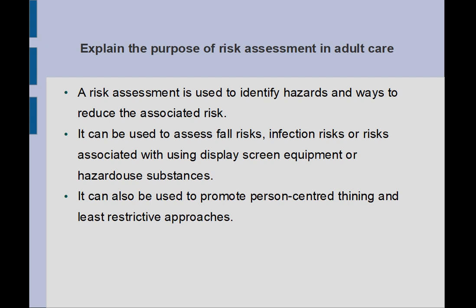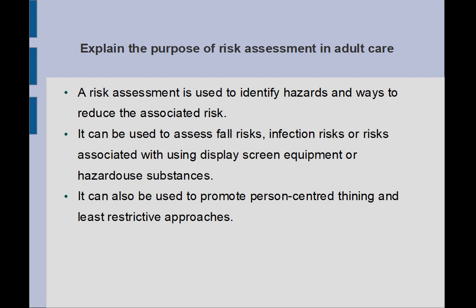We want to explain the purpose of risk assessments in adult care. Now, when we say explain, it usually is best to make sure you include an example or two to illustrate your point and make sure you've fully explained it. So let's have a look. Explain the purpose of a risk assessment in adult care. We use the risk assessment to identify hazards and to try and find ways to reduce the risk associated with that hazard.